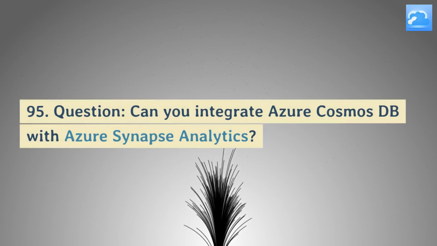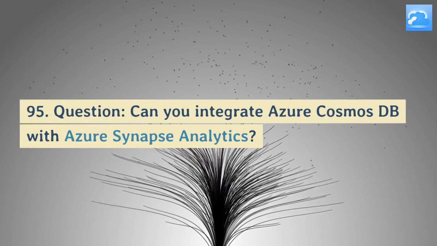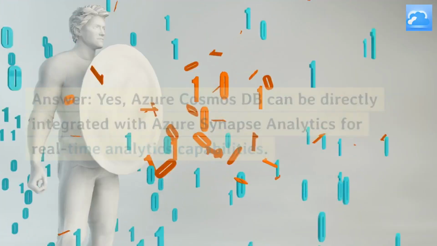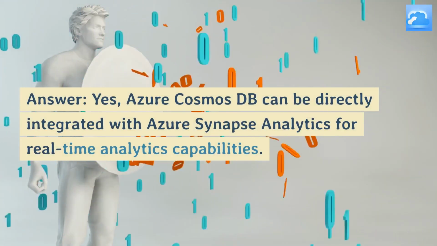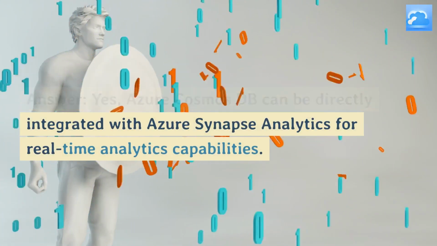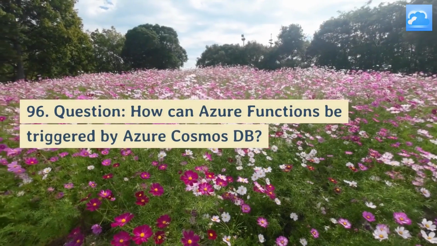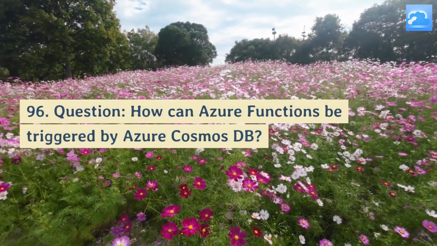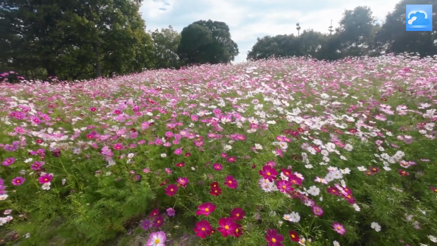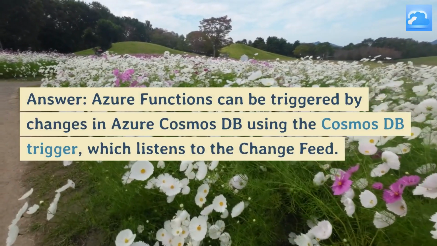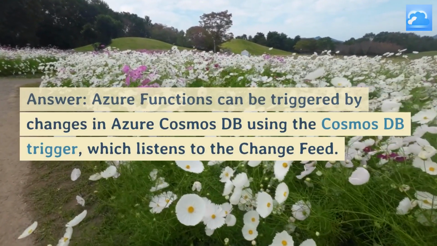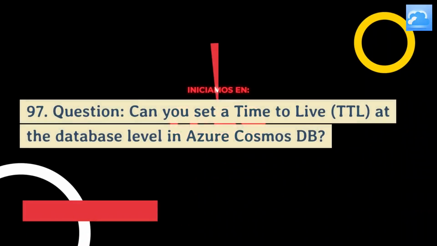95. Question: can you integrate Azure Cosmos DB with Azure Synapse Analytics? Answer: yes. Azure Cosmos DB can be directly integrated with Azure Synapse Analytics for real-time analytics capabilities. 96. Question: how can Azure Functions be triggered by Azure Cosmos DB? Answer: Azure Functions can be triggered by changes in Azure Cosmos DB using the Cosmos DB trigger, which listens to the change feed.